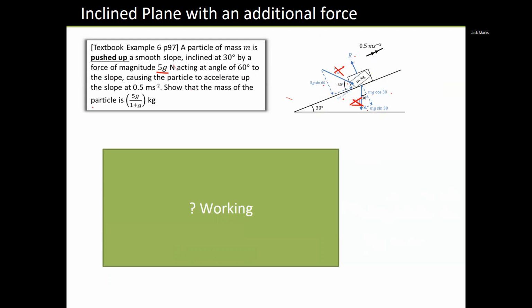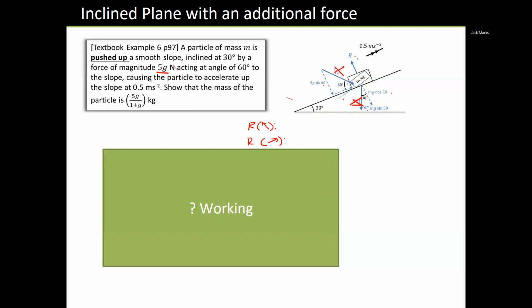Once you've done that, you'll be in a much better position to do this one here. So show that the mass of the particle is this one here. Well, let's use this for clues. So it's got 5g in it. So I definitely want to use one of these forces here. And I need something that's got m in it as well. A fairly decent technique is to write out what's happening perpendicularly and parallel, and then using that to sort of guide you. So let's just try perpendicular first and sort of see what we get.